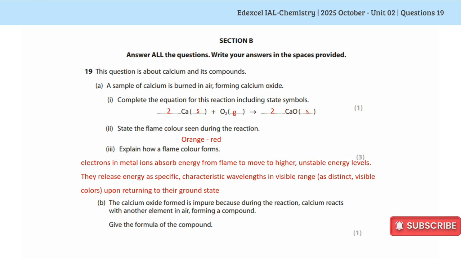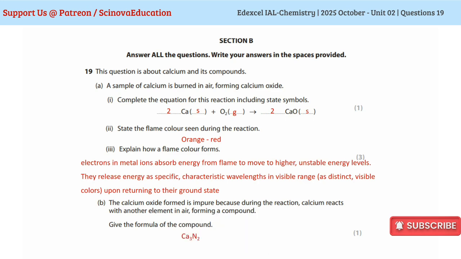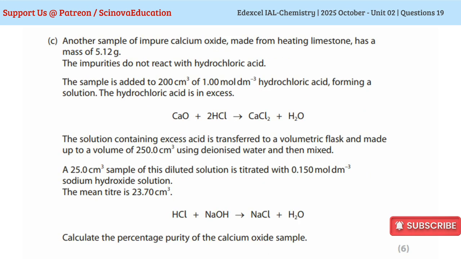Part B, the calcium oxide formed is impure because during the reaction, calcium reacts with another element in air, forming a compound. When it says another element in air which can react within a flame, the first thing you should remember is nitrogen. So the compound is calcium nitride.